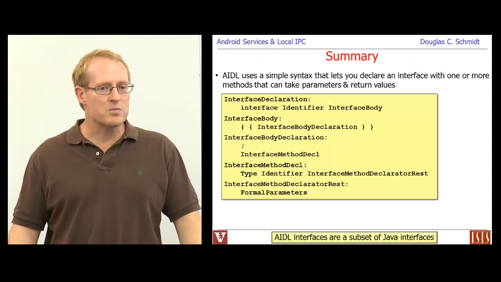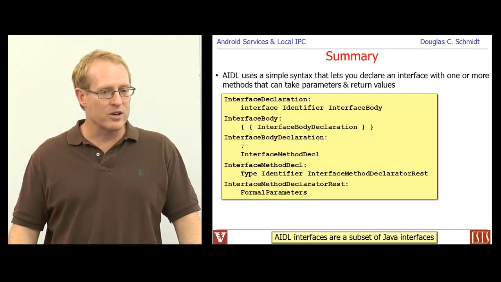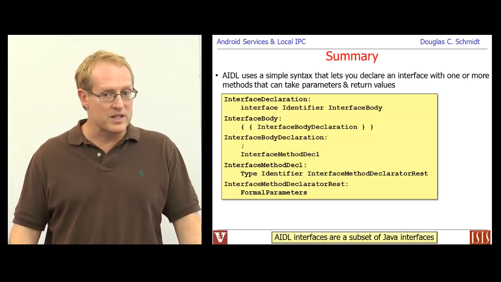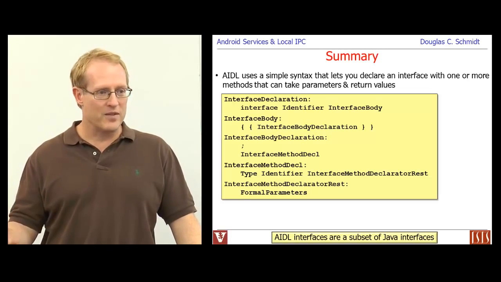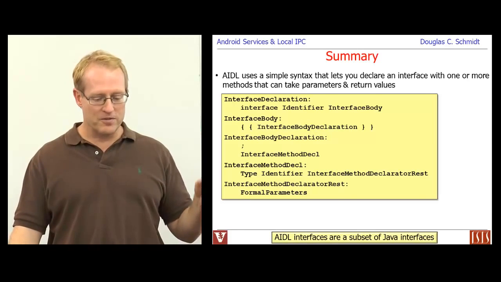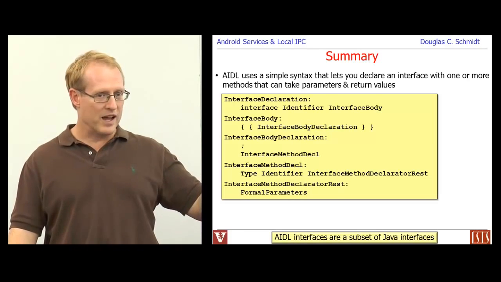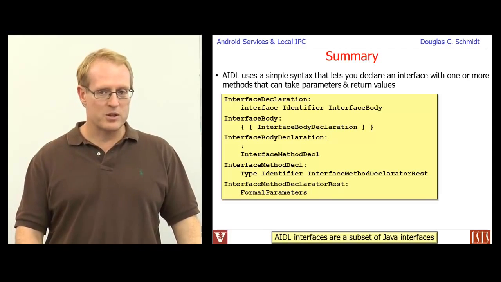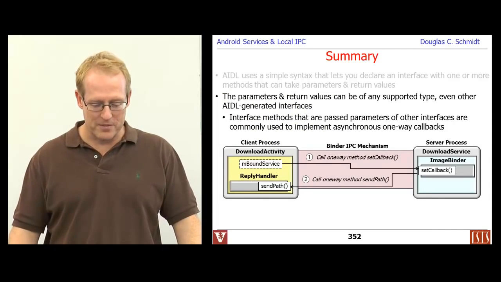So to summarize this particular discussion, AIDL, Android Interface Definition Language, is a relatively simple syntax. It's a subset of the full-blown Java interface syntax, and it lets you define interfaces and then define methods that take parameters and return values optionally. As we talked about before, there's a subset of things you can do there. You can't do all the full-blown stuff.